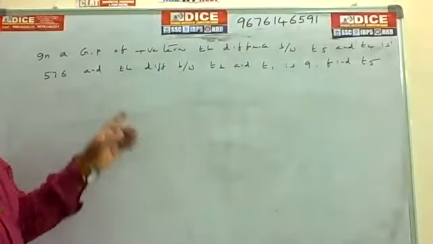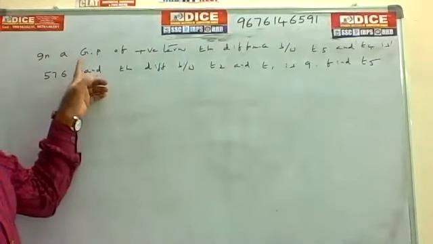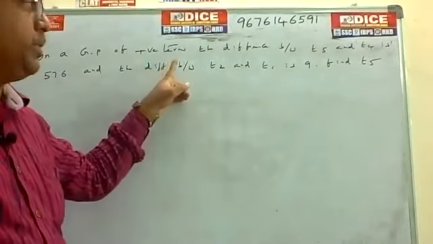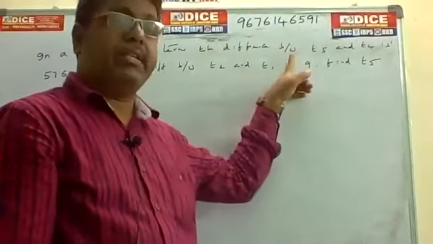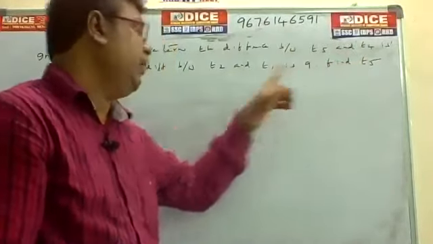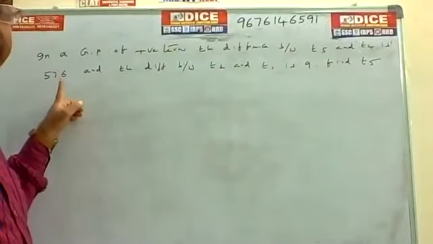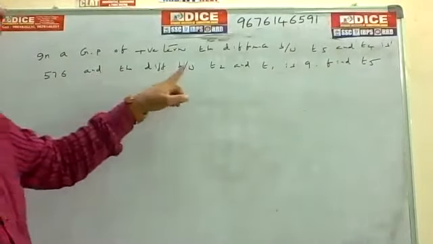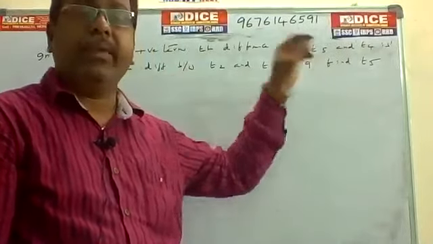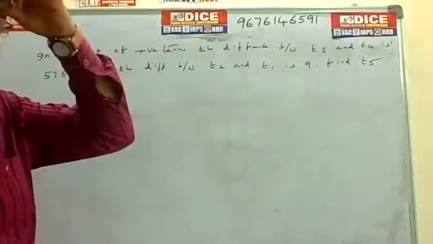See here, in a GP of positive terms, the difference between T5 and T4 is 576, and the difference between T2 and T1 is 9. Find T5. Try it.